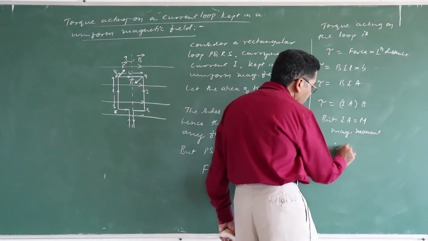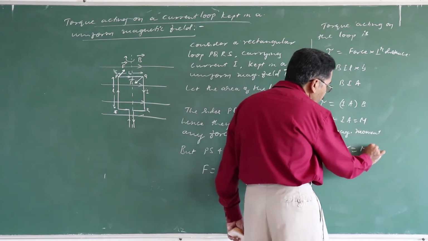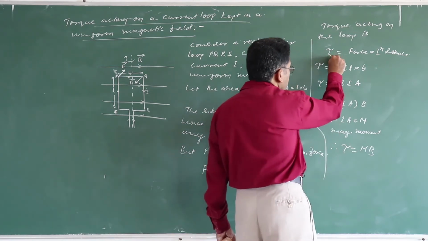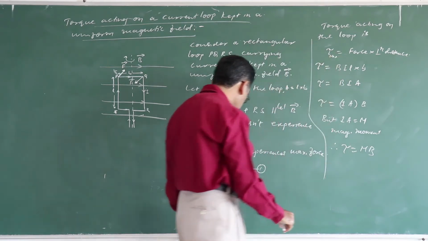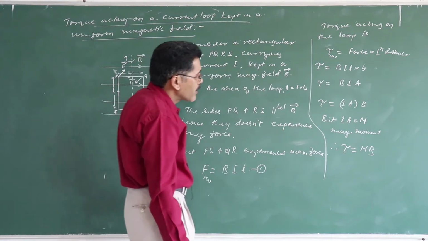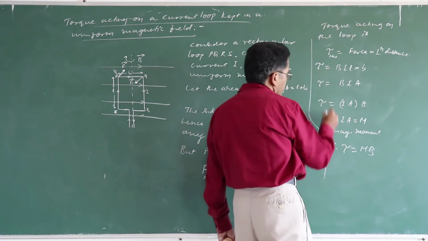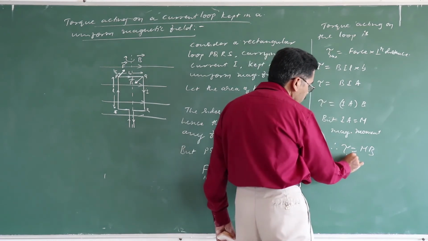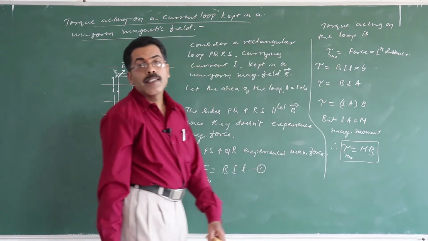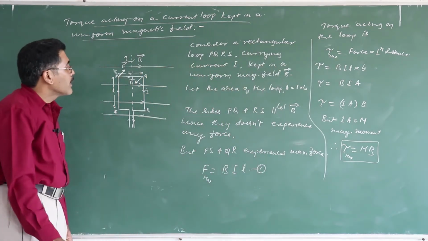Therefore torque is equal to M into B. See, this torque is a maximum torque. This is the maximum torque acting on it, because this is the maximum force we have considered. So the maximum torque acting on this is given by M into B.